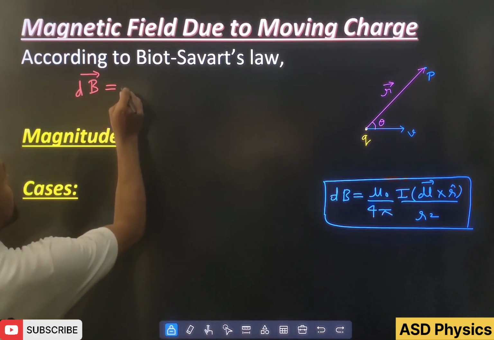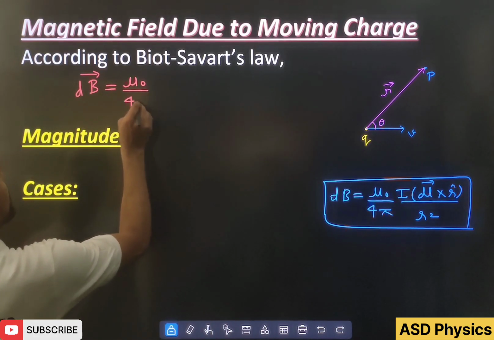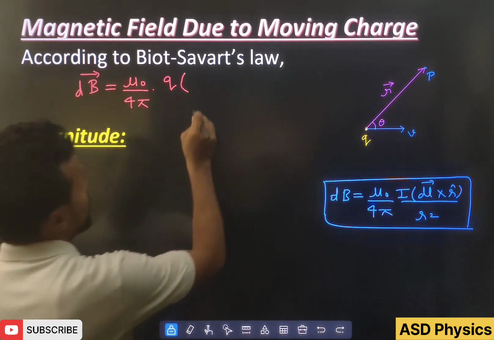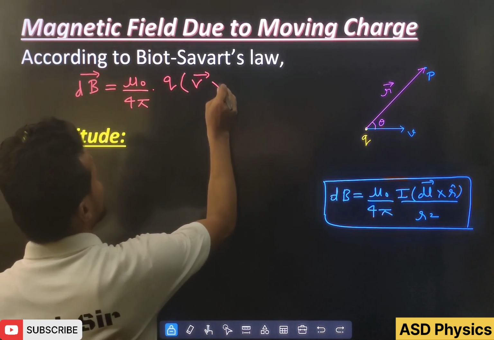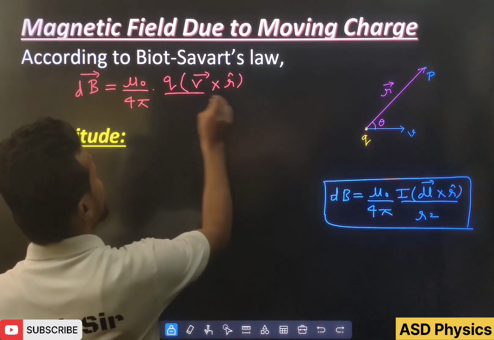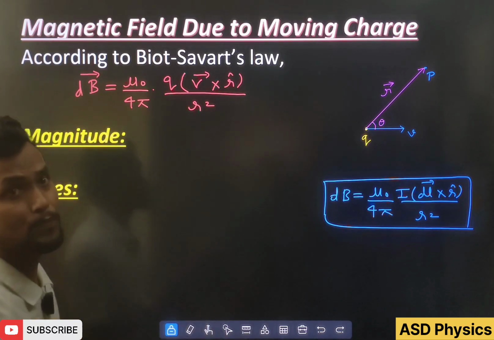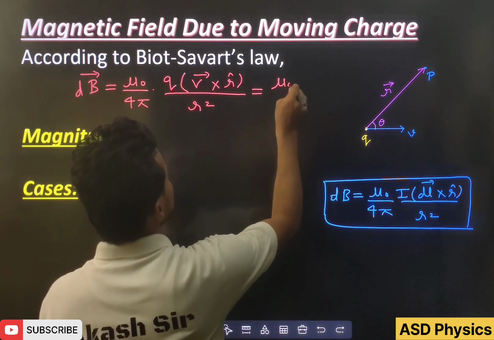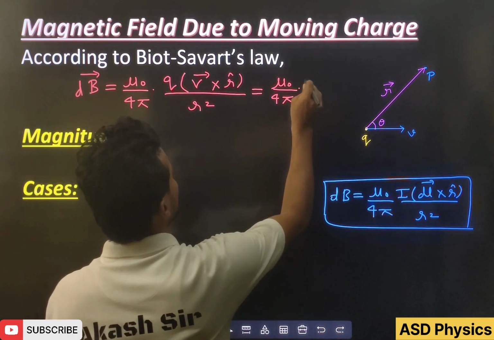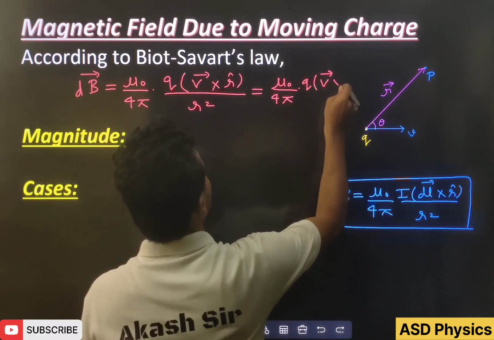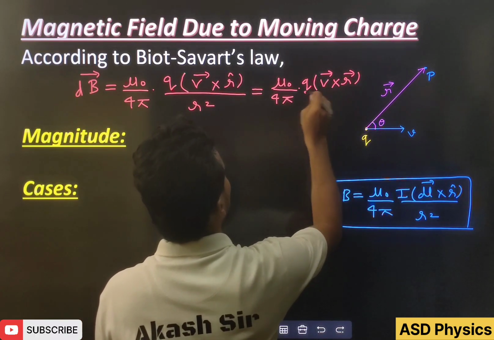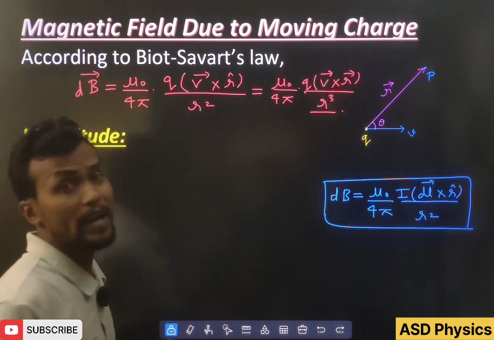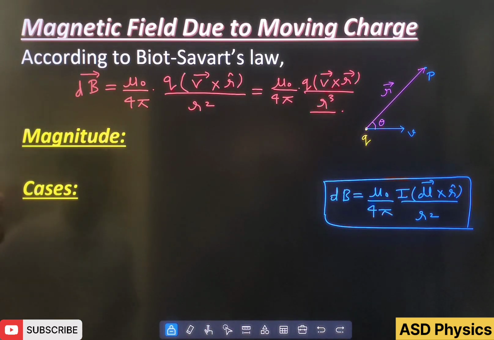So what will happen here, kindly see: mu naught by 4 pi into, instead of I, I will write Q, and it will be vector V cross r cap by r square. So this is the formula. If you want to write another form, it will be mu naught by 4 pi into Q vector V cross vector r, because r cap is vector r by r, so it becomes r cubed. Any formula you can write, not a problem.